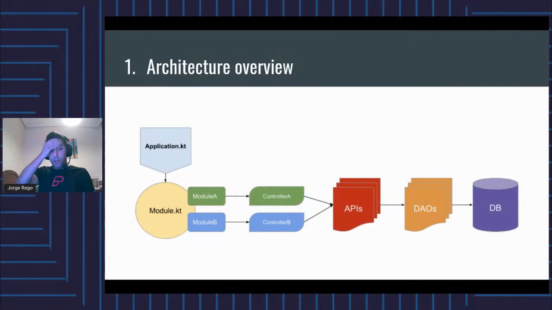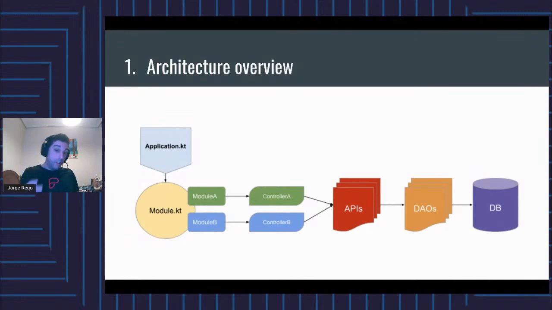Then we have the different modules. These modules are the route definition classes, extension functions of routing, and I normally group them. One module will represent the different CRUD routes. So let's say that module A can be a user module, and then all the routes used for users are going to be in this file.